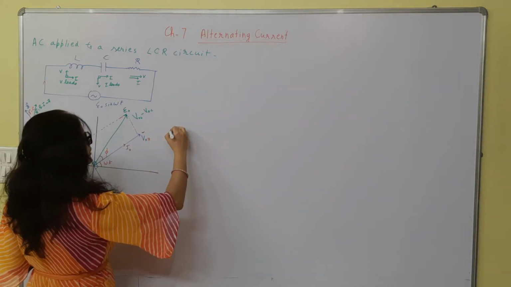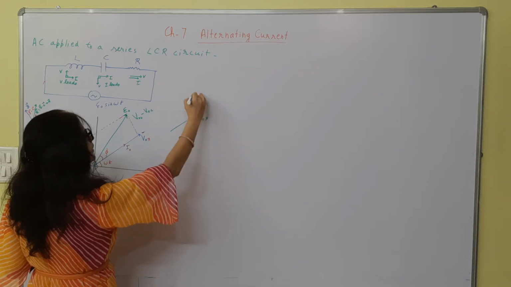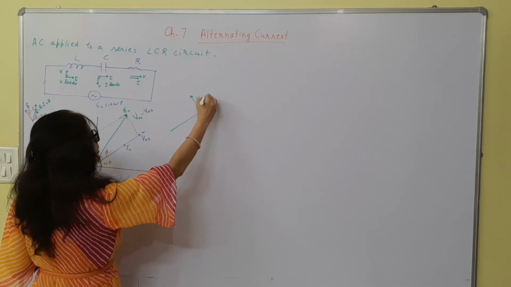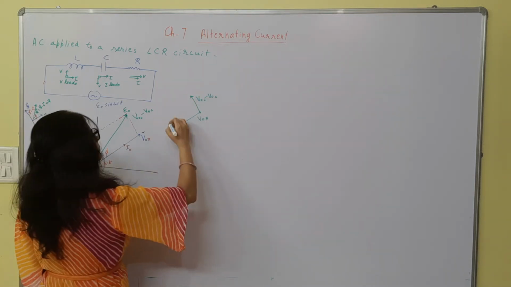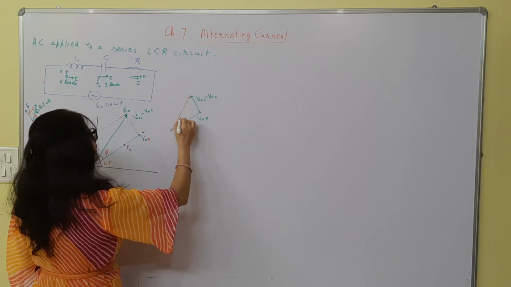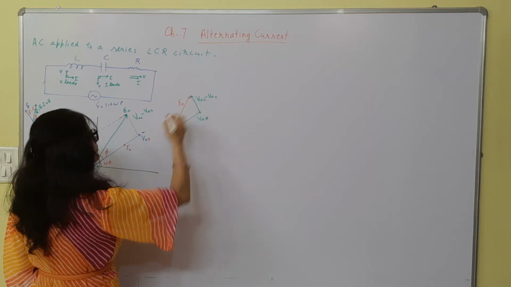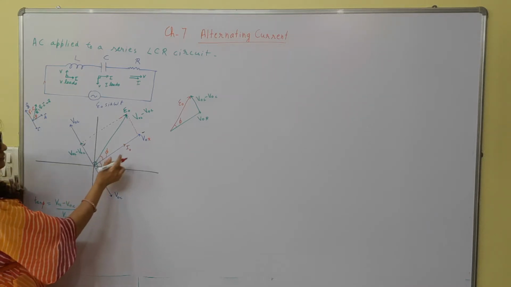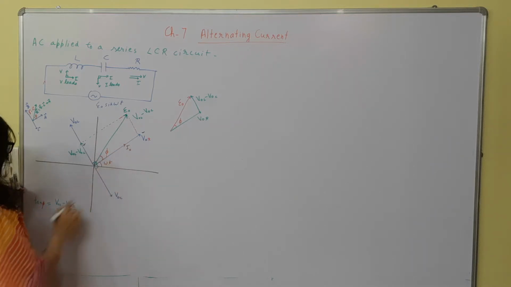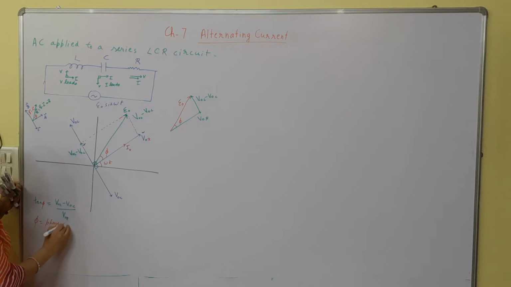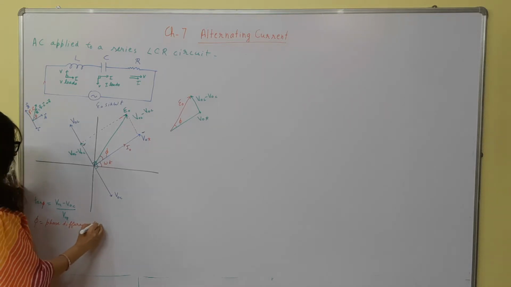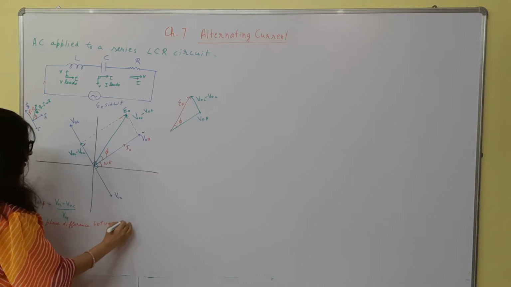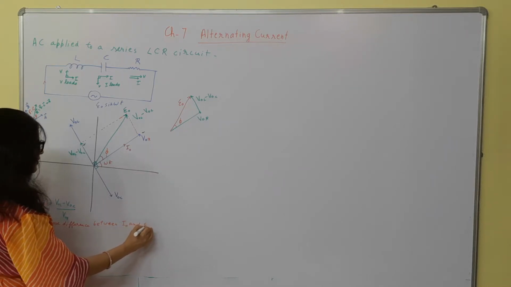If you want me to draw the diagram once again, so this is VOR, this is VOL minus VOC, and this will be the resultant, phi, and this is the total voltage across a combination of these three. So from here tan phi will be perpendicular upon base. Where phi is the phase difference between the current and the resultant voltage. So phi is the phase difference between I naught and E naught.